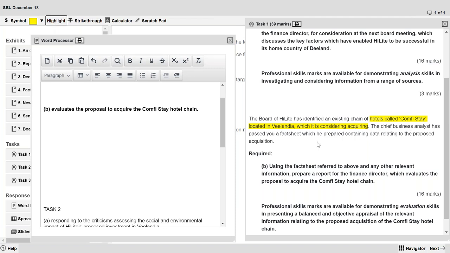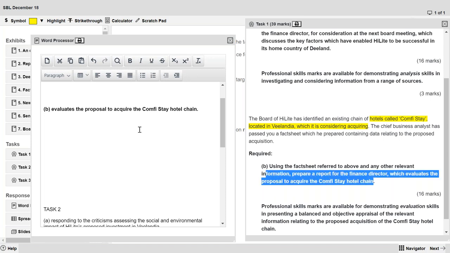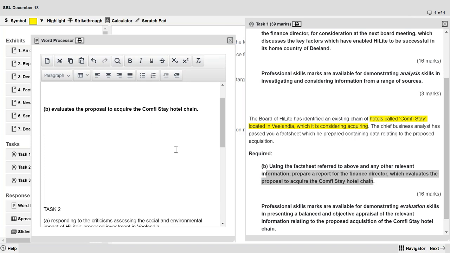The chief business analyst has passed you a fact sheet which he prepared containing data relating to the proposed acquisition. Required: using the fact sheet referred to above and any other relevant information, prepare a report for the finance director. So what's the format? We need a report. Who should it be addressed to? The finance director, and which evaluates the proposal to acquire the Comfy Stay hotel chain. So let's make a format. Manual students can make a report format manually, and I will make a report electronically.